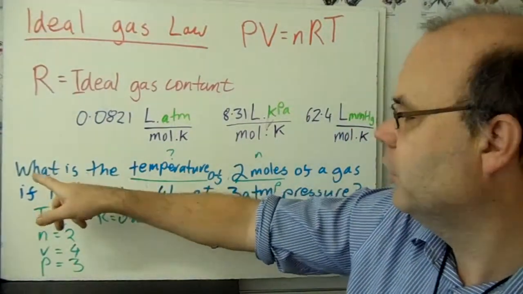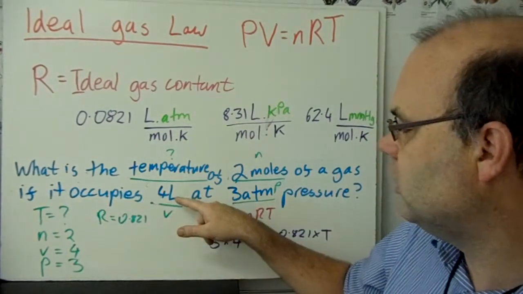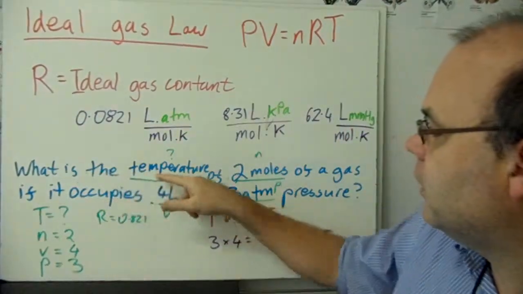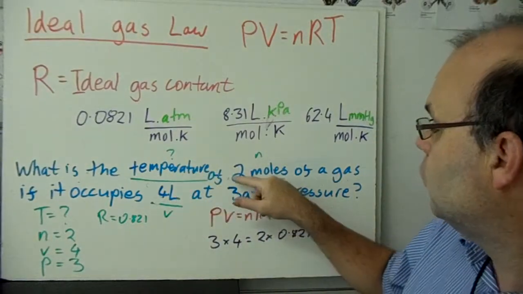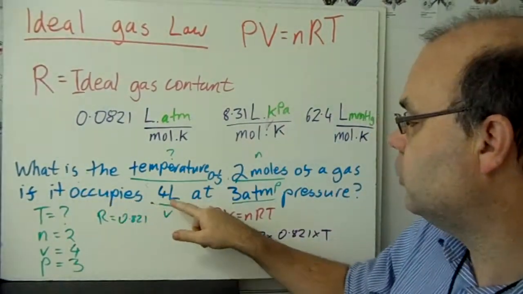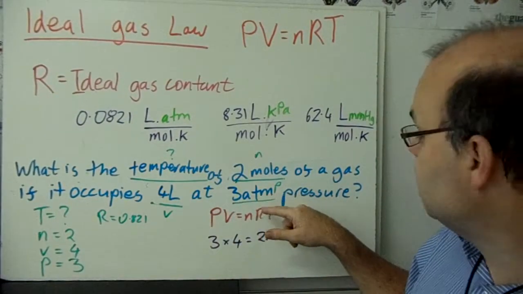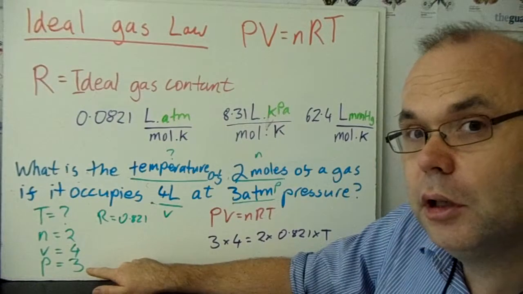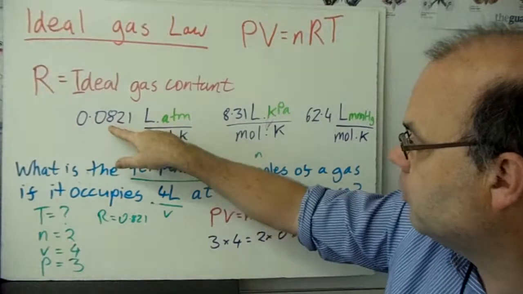So here's the question. What is the temperature of 2 moles of a gas if it occupies 4 liters at 3 atmospheres of pressure? So I read through it, and as I read, I underlined temperature. I don't know what that is, but that's going to be my T. I've got 2 moles. That's N. Of a gas if it occupies 4 liters. 4 liters, that's a volume. At 3 atmospheres of pressure, that's a pressure. And then I'll list them all out. Now, what's R? We're dealing in atmospheres. So it's 0.821.